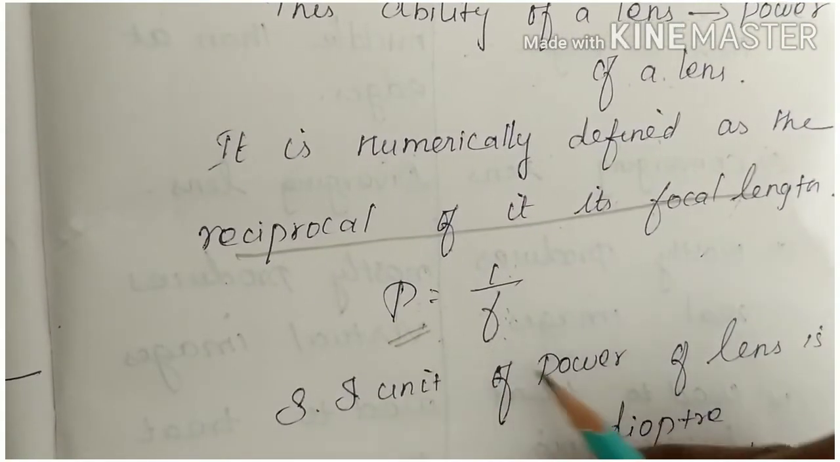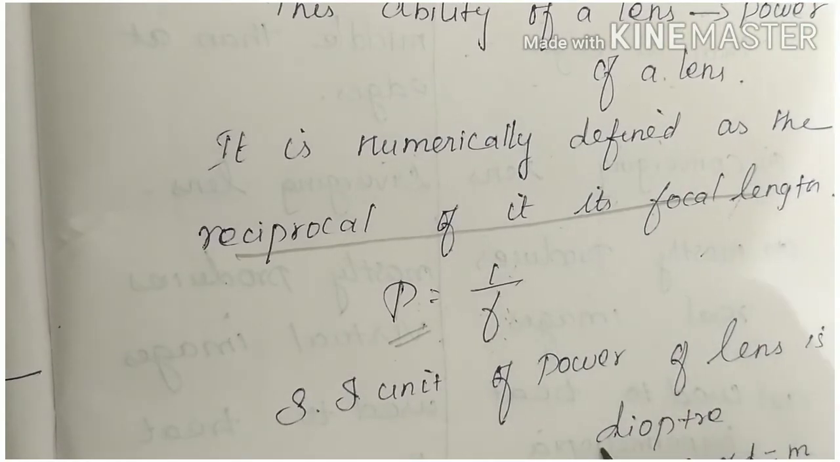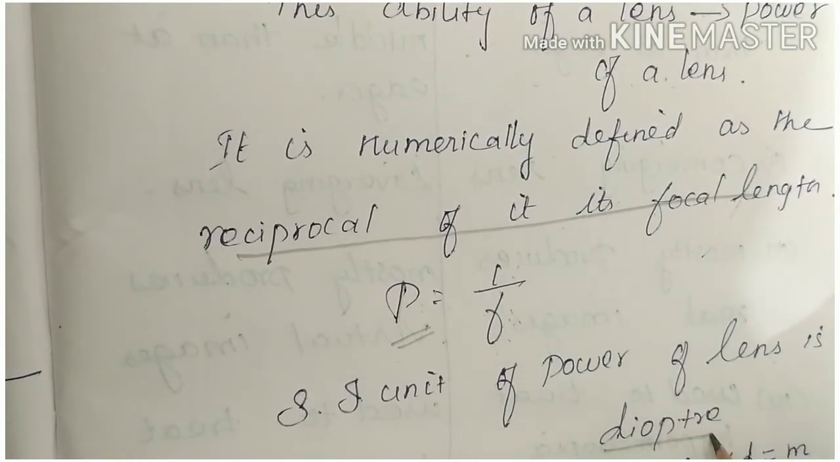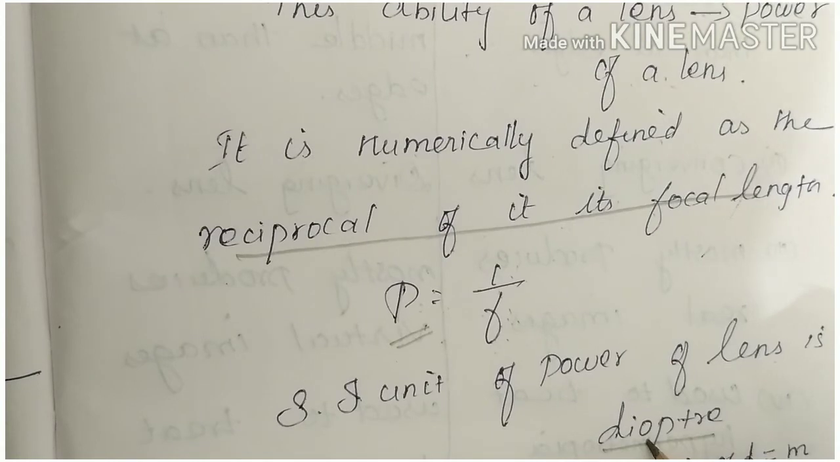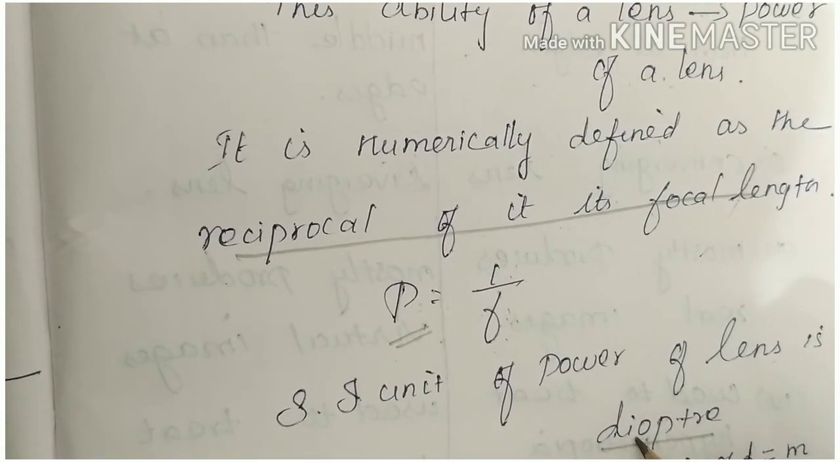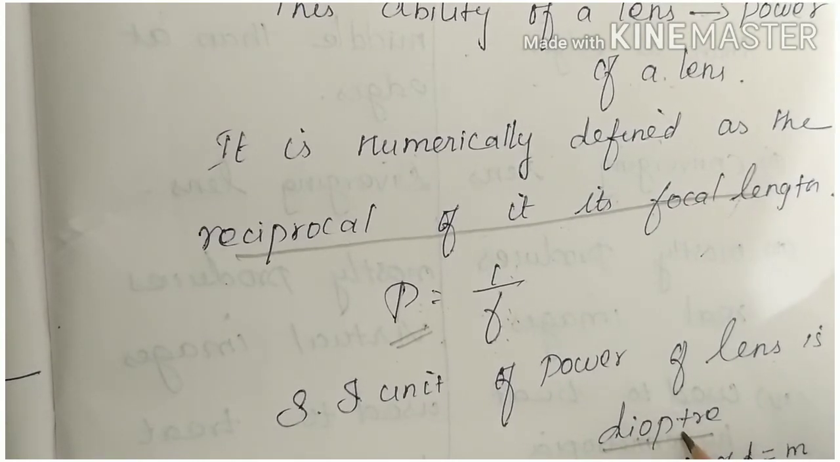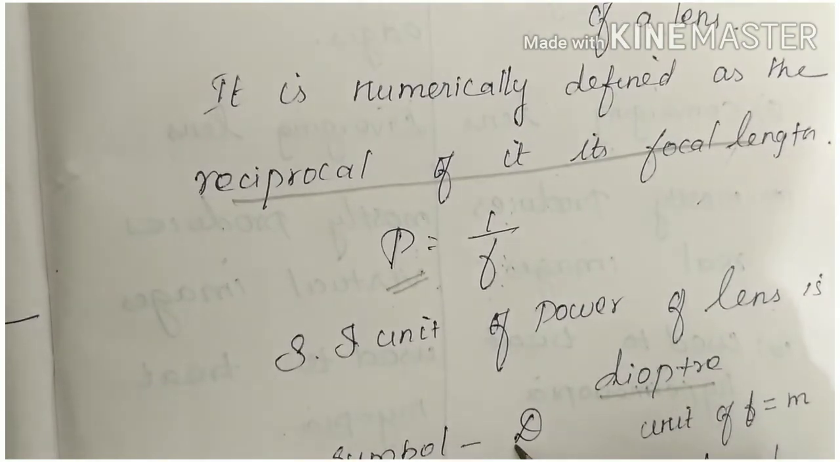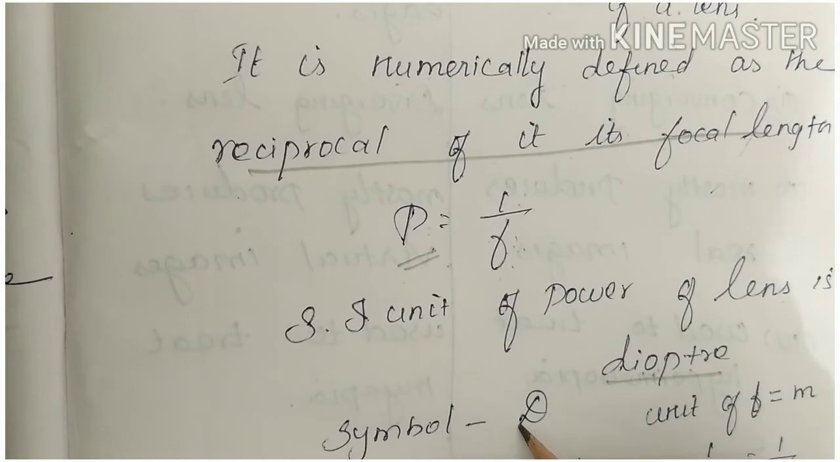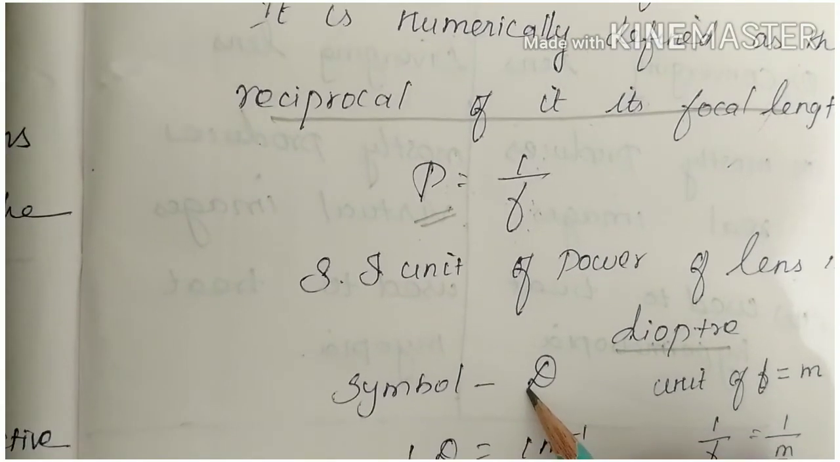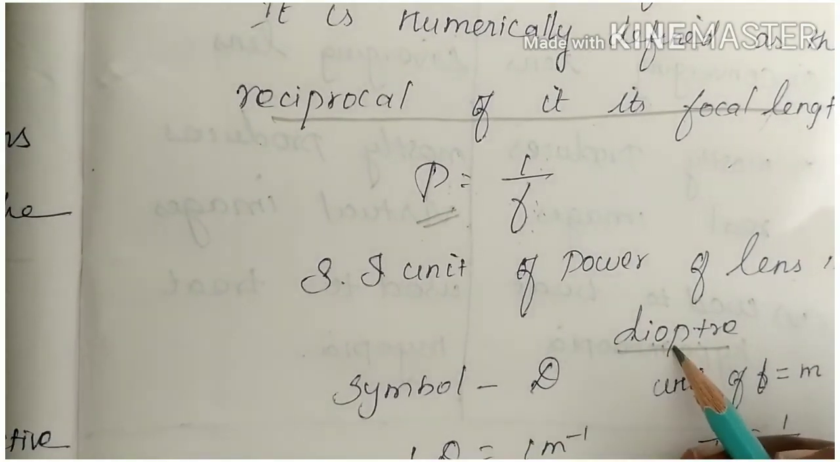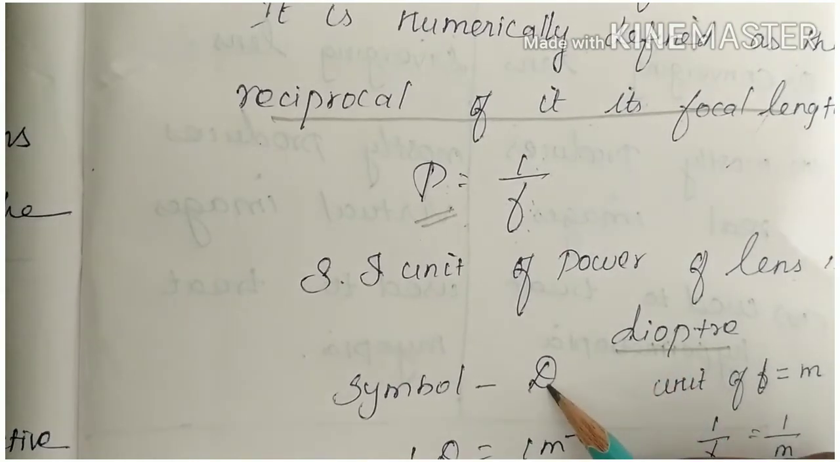And the SI unit of power of a lens is the diopter. What's the SI unit of power of a lens? Diopter. For one word questions, they will ask what's the SI unit of power of a lens, so we can mention diopter. It is represented by the symbol D.